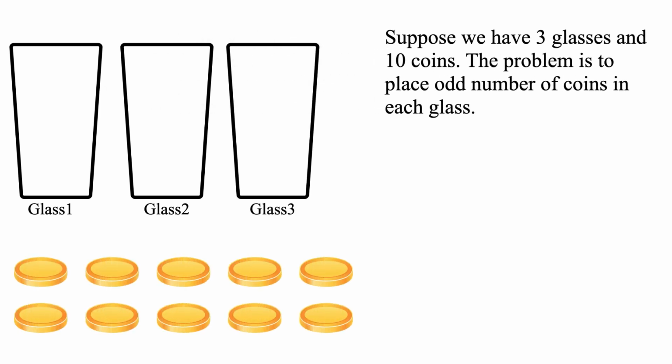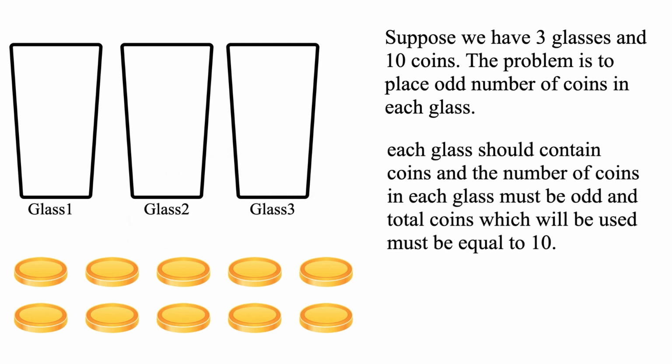Suppose we have 3 glasses and 10 coins. The problem is to place an odd number of coins in each glass. That is, each glass should contain coins and the number of coins in each glass must be odd, and the total coins used must be equal to 10.